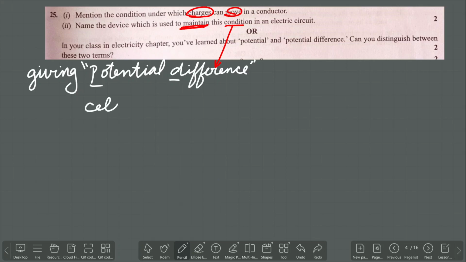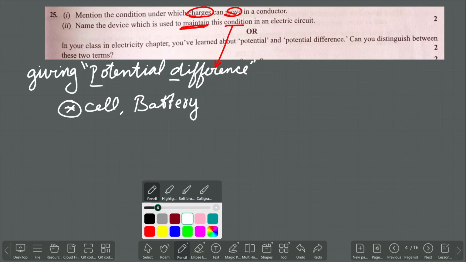A cell or battery. Clear? So what is the first answer? Under what condition will the charges flow? Whenever there is a potential difference. And name the device which is used to maintain this condition in a circuit. The device you are going to use over here is a cell or battery.